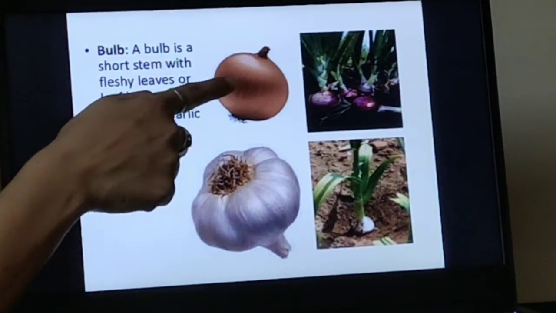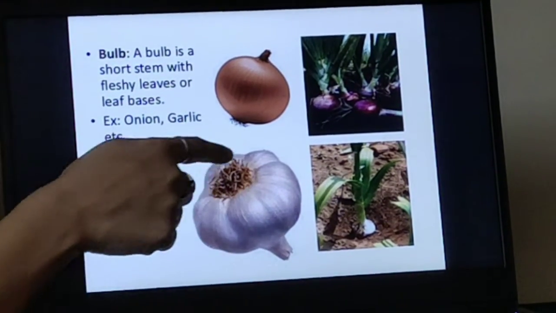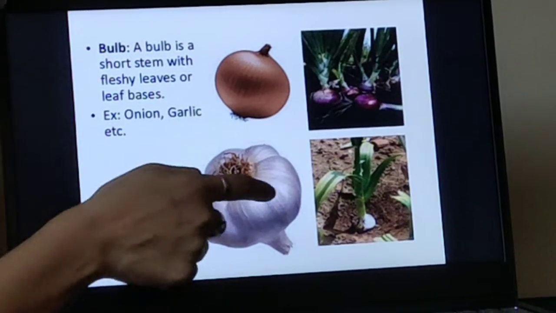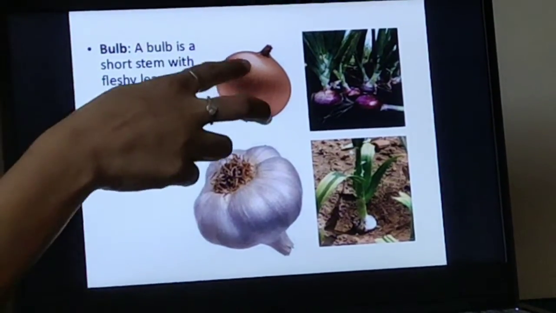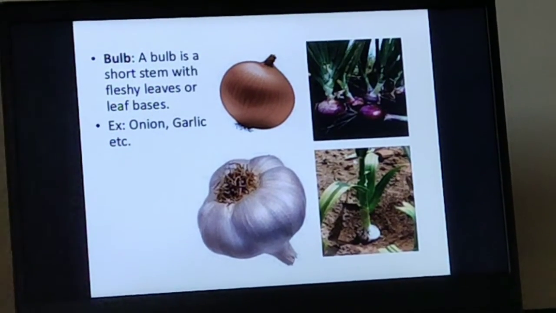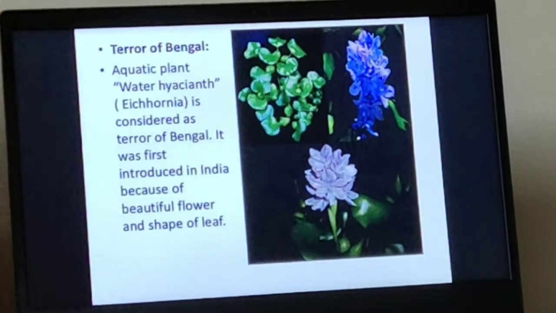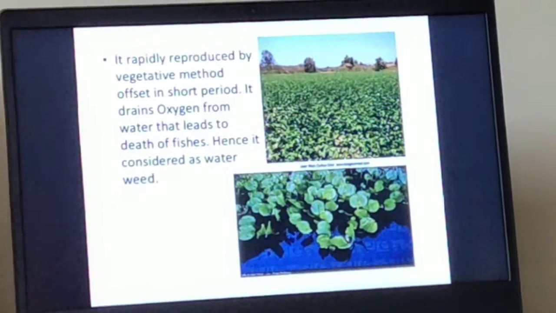It is a simple bulb. This is a compound bulb. Why is it compound? Many bulbs are there. Inside one bulb, many compartments are there. Therefore, it is a compound bulb. When the bulb gives rise to a new plant, that is a vegetative part. It is known as vegetative propagation. Okay, so this is about vegetative propagation in plants, that is the natural method.